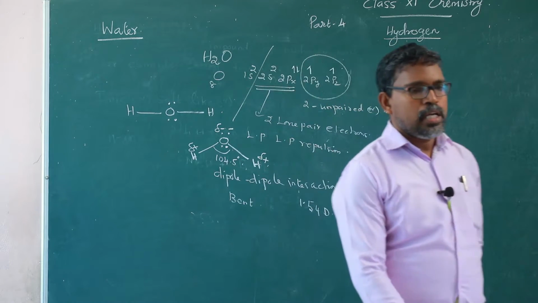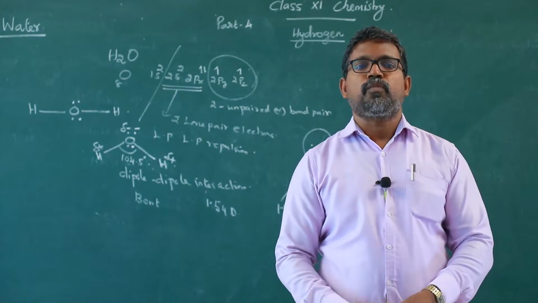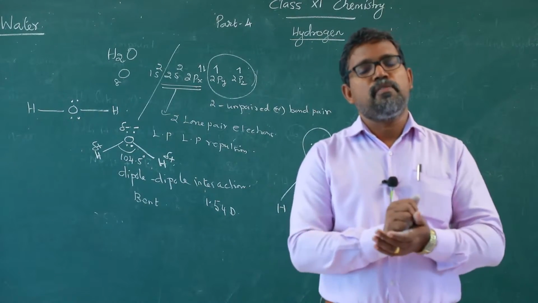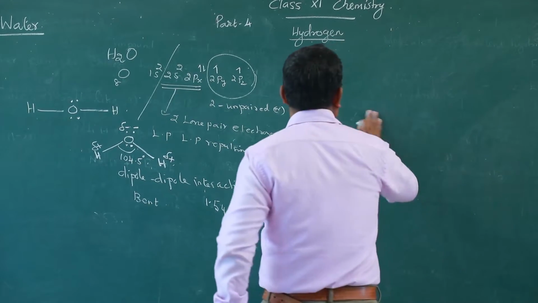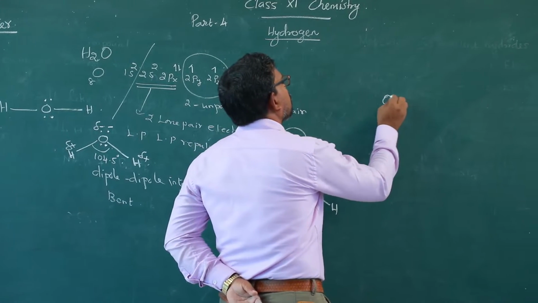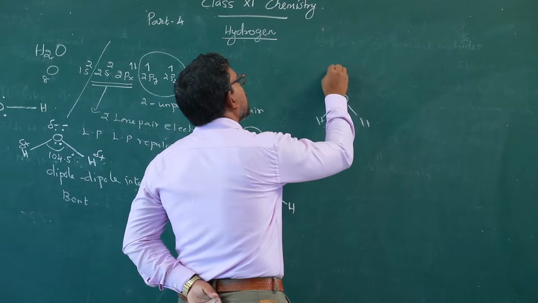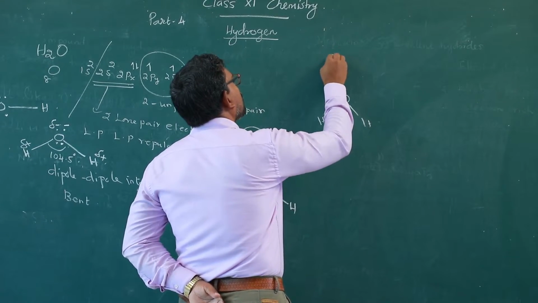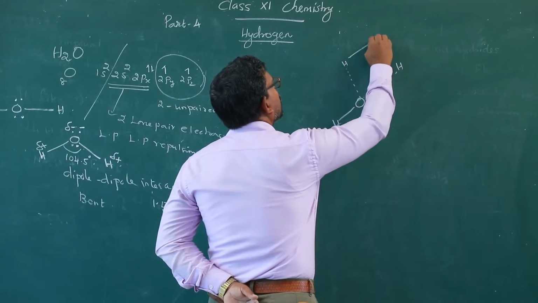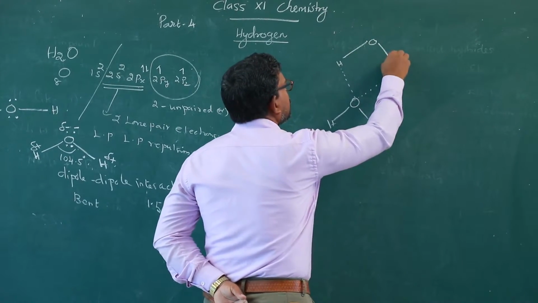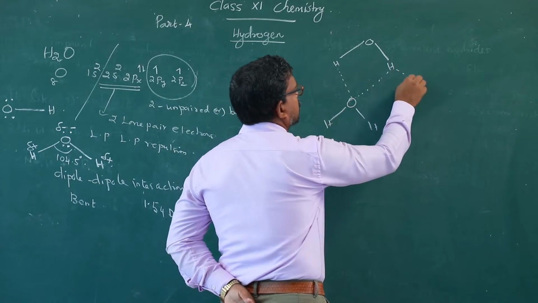And water exists in another state called ice. Water exists in the form of ice. What is the structure of ice? Listen, this oxygen, this hydrogen, and this oxygen is bonded with the hydrogen atom of another water molecule. These are 2 water molecules. This chain will continue like this.